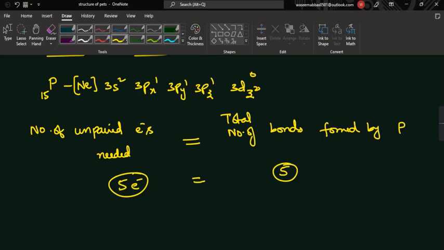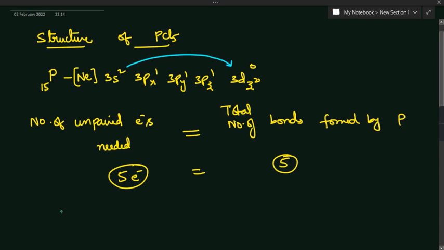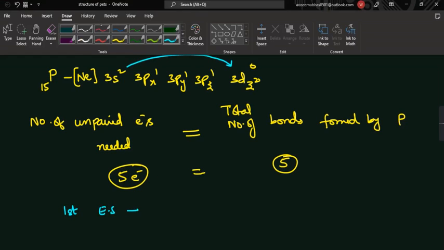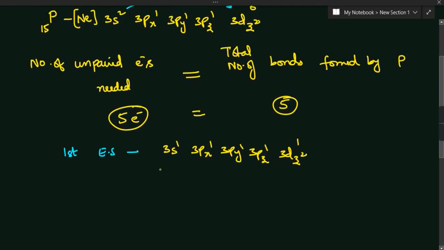So what I'll do here, I'll excite this s electron into the d. So in the first excited state, the configuration will be 3s1, 3px1, 3py1, 3pz1, and 3dz2 1. Now phosphorus has 5 valence unpaired electrons.